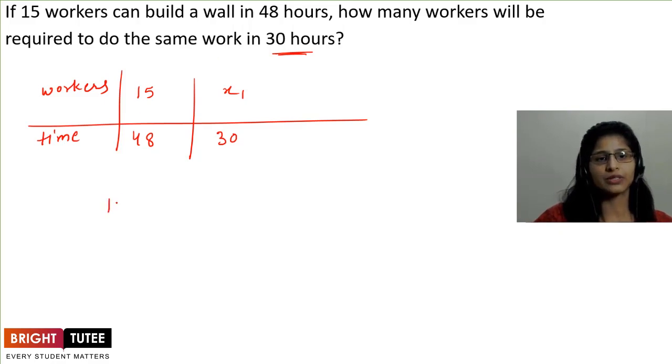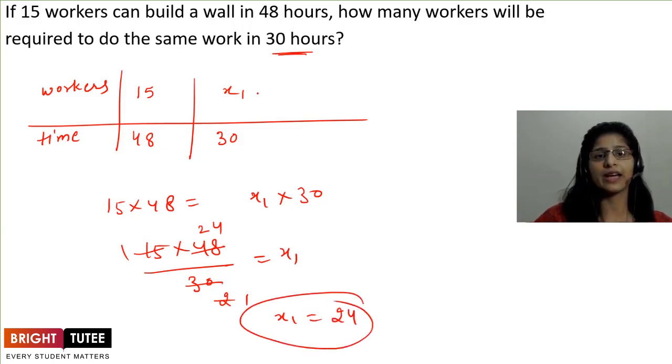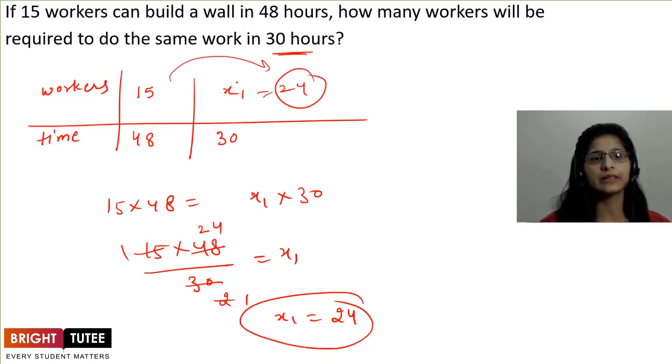Because it is inverse proportion, we multiply. 15 into 48 upon 30 equals x1. 15 ones are 15, twos are 30, 2 ones are 2, twos are 4, 2 fours are 8. So we get x1 as 24. So we require 24 workers instead of 15 if we want the same work to be completed in 30 hours. Is that clear? These are real life situations that we really face, right? We can actually come to know how many workers are needed and how much time it will take. So we can do this analysis using this concept.